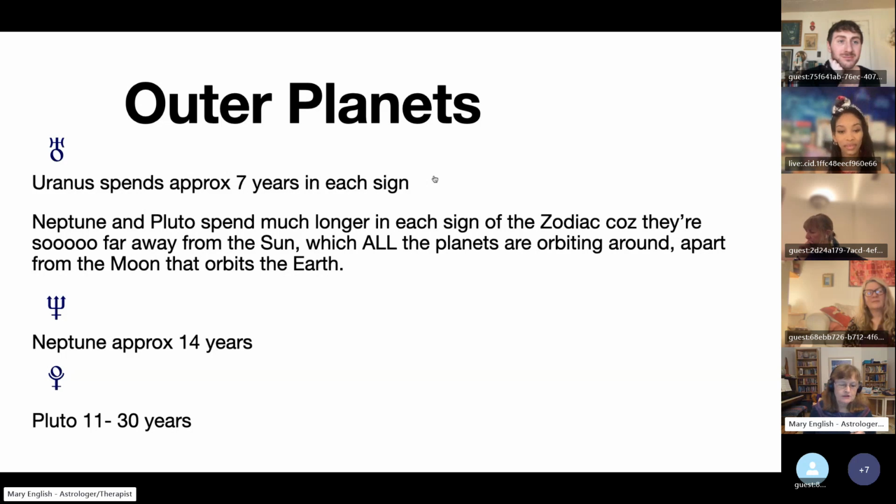Pluto spends approximately 11 to 30 years in each sign of the zodiac. Now, the reason that gap is so big is because of Pluto's orbit. It orbits like the shape of an egg. So consequently, it spends more time in certain signs of the zodiac than others. So that's just to do with its orbit.